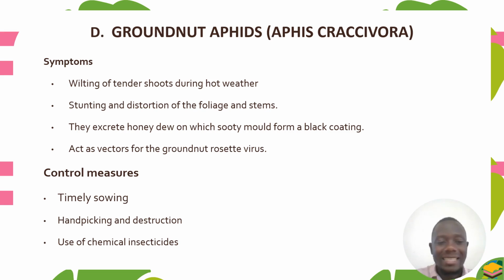So the first one is timely sowing. If you sow early, you sow in time, it's one way of controlling groundnut aphids. Then we've got hand picking and destruction. So you go in the field, you pick them and you destroy them. Then use of appropriate chemicals or insecticides. So those are some of the ways of controlling groundnut aphids.